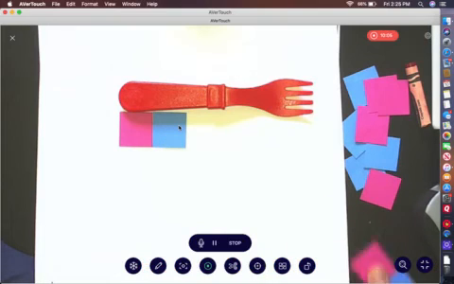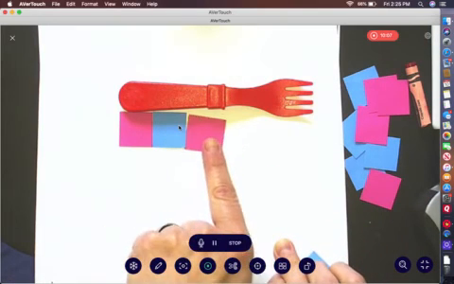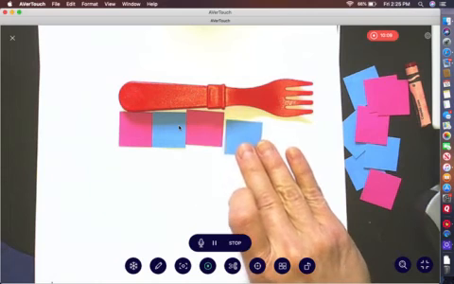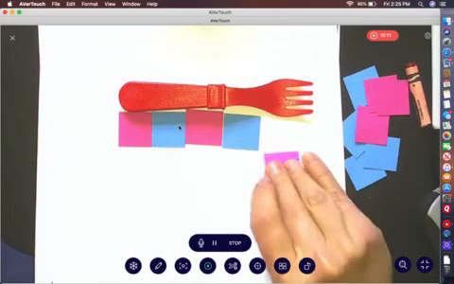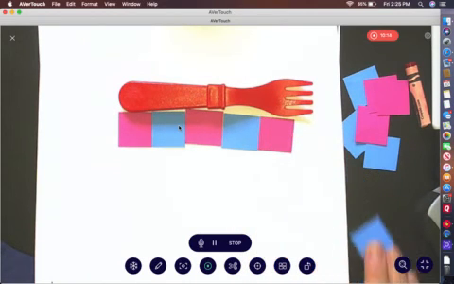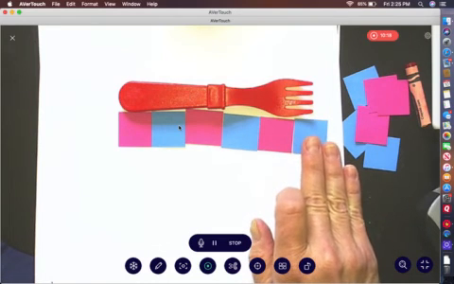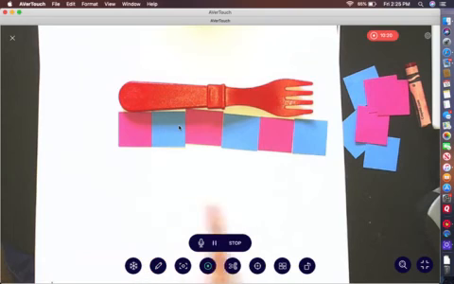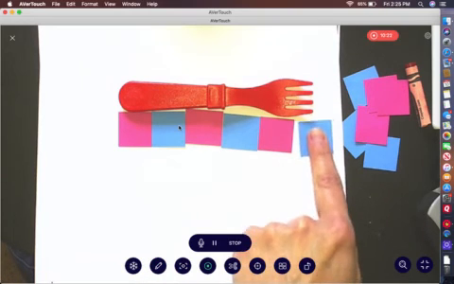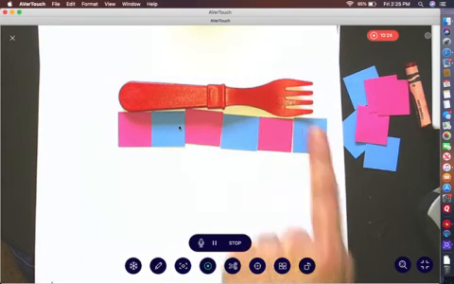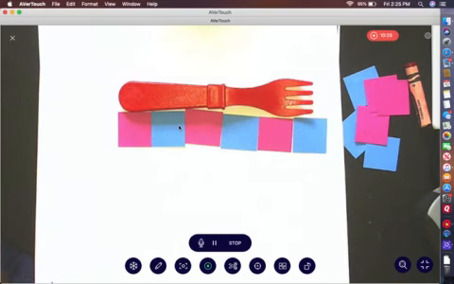2, 3, 4, 5, and again, here we are. Is it 5 tiles or is it 6 tiles? I'm going to go ahead and call that 6. So you use your best judgment on this.